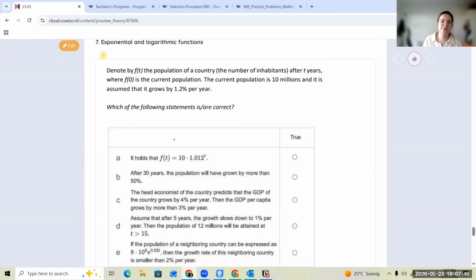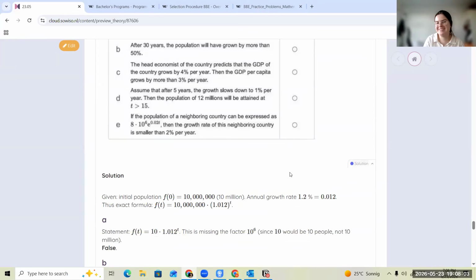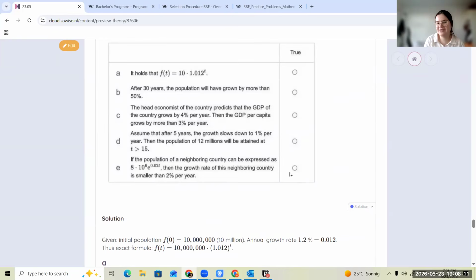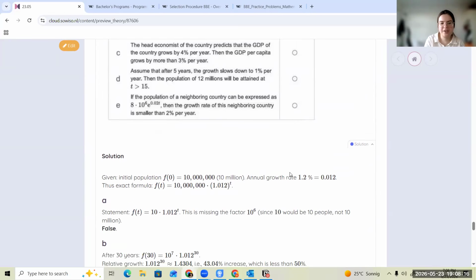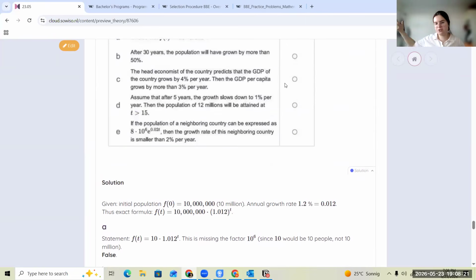So, denoted by F(t), the population of the country. The current population is 10 million, and it is assumed that it grows by 1.2% per year. Okay, this one, it's rage bait again. This should be 10 million, not 10. Everything is correct here with the growth rate and everything, but it should be 10 million, not 10. Because you see 10 million and you think it's 10, but it should be 10 with 6 zeros after it.